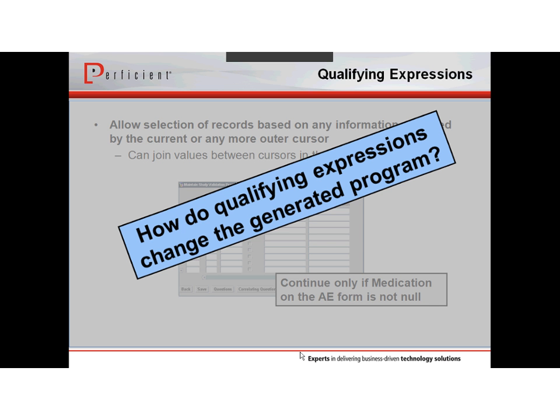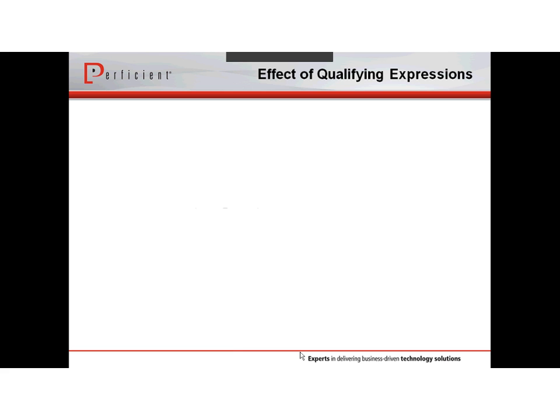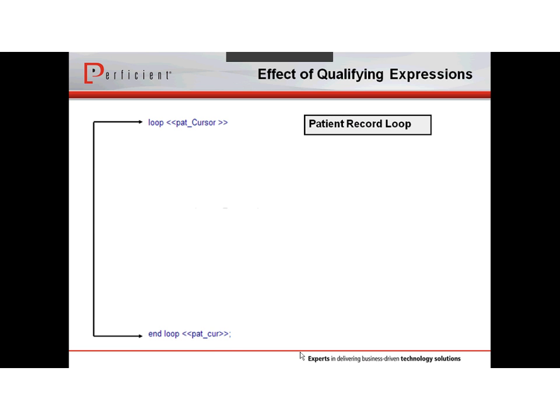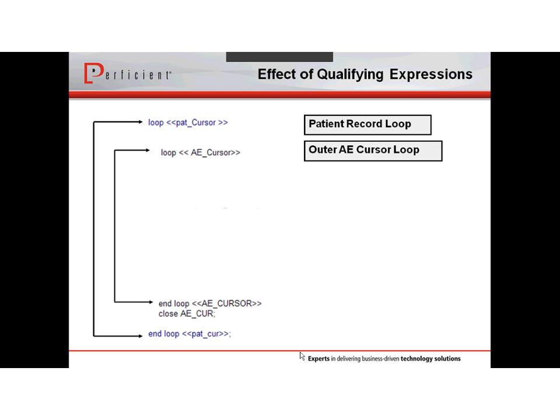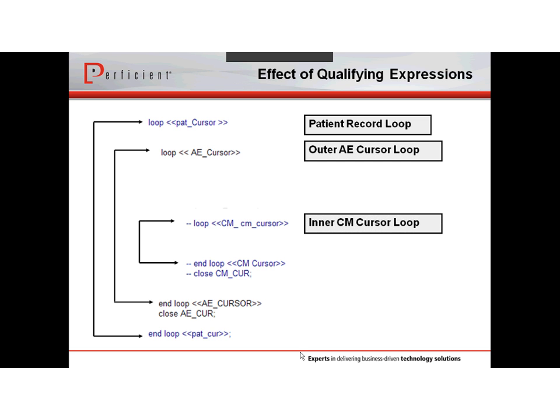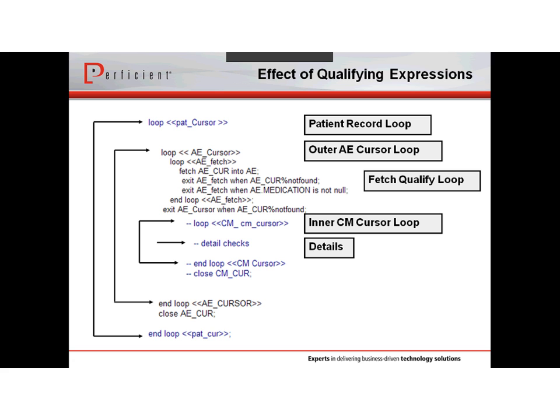How do the qualifying expressions change the generated program? Well, you have a patient record loop, just like before, and we have the AE cursor loop, an outer loop, and we have the inner loop. But notice you have this big section here, and this is where we're going to do the detail checks. And then we have this fetch qualify loop, which is executed repeatedly right here.